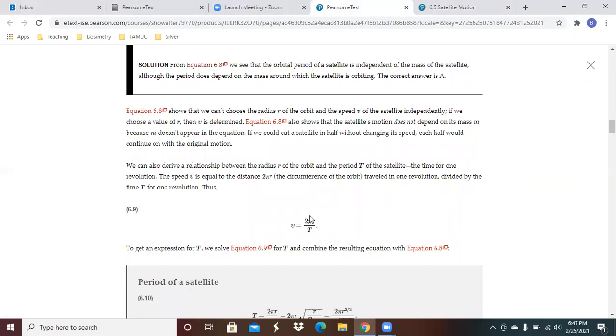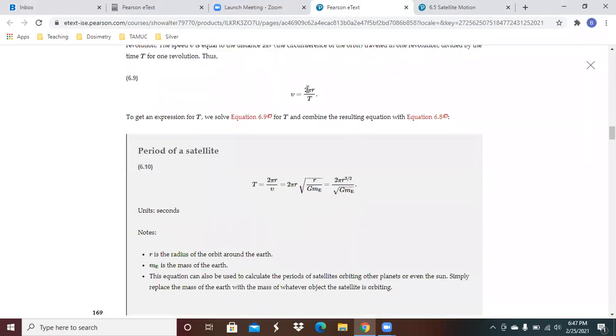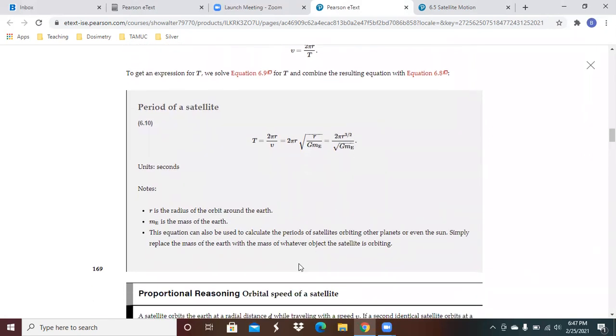So again, we know the speed is 2 pi r divided by the period for one revolution. We substitute that information into here, crank through, and we find that this is going to be the period of the satellite.